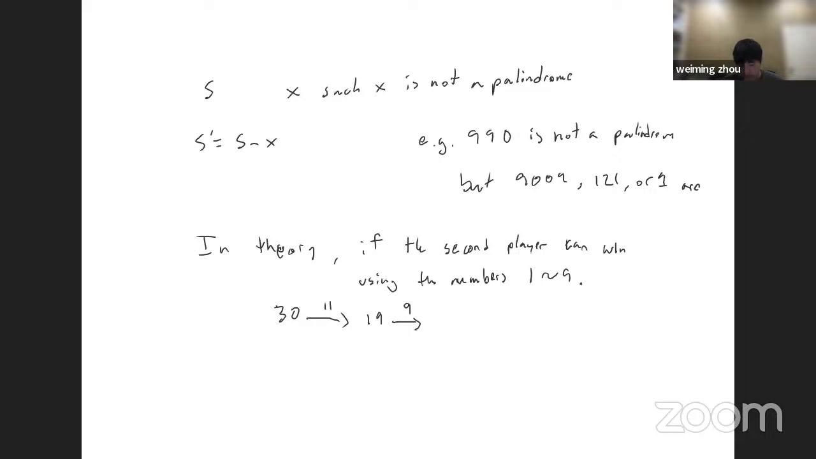Then Elsie, the second player, can pick 9 stones, which leaves us at 10. It's clear that no matter what move Bessie makes, the second player can choose the number: the first player takes X, the second player can take 10 minus X. This will leave us with 0, and then you can see that the first player obviously loses.